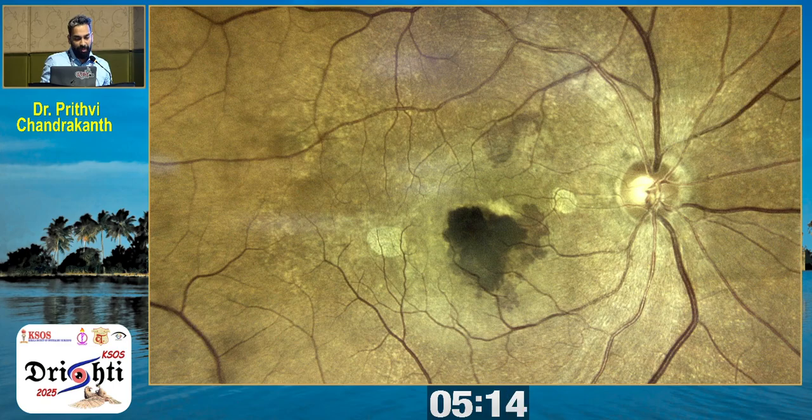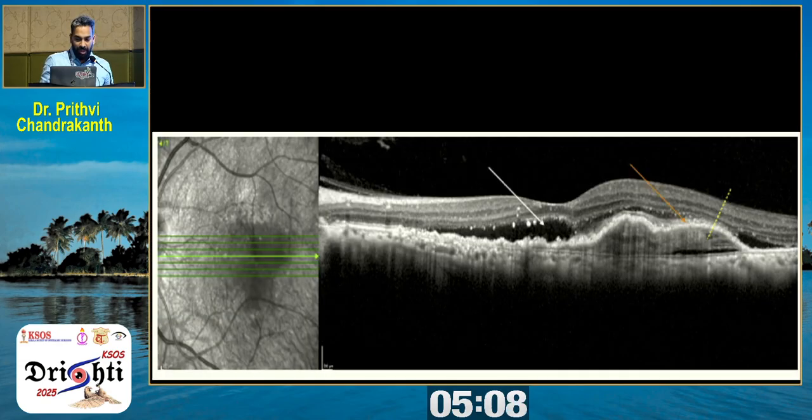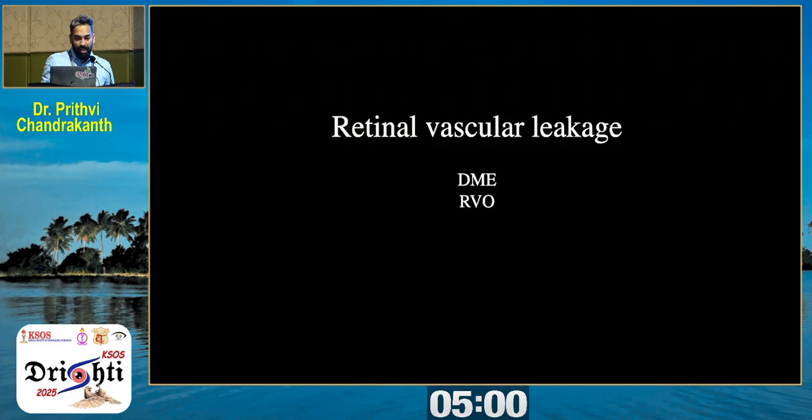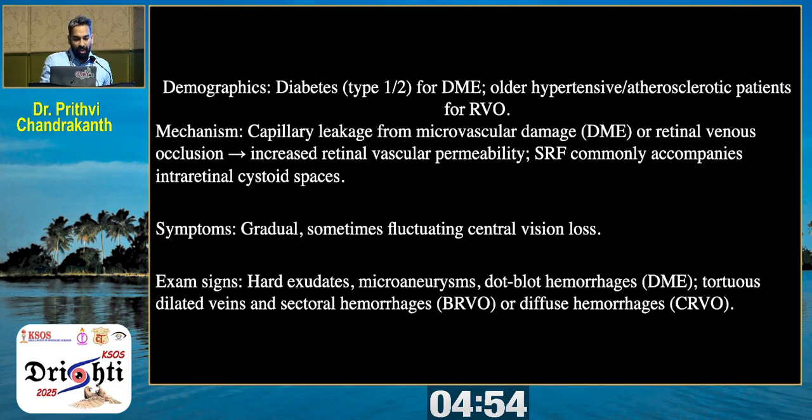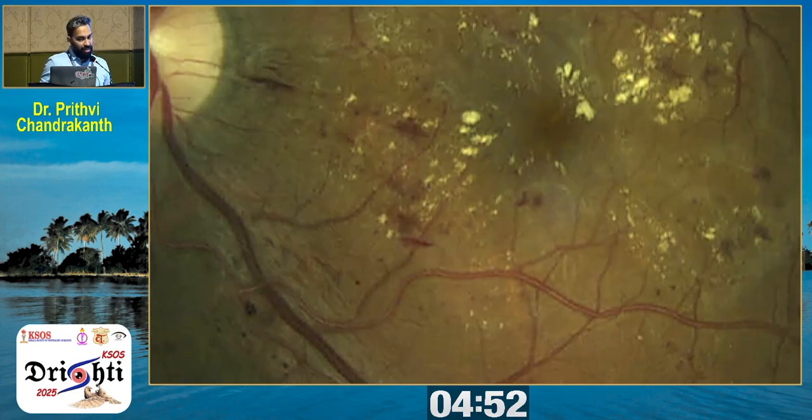So this is an image of CNV. You can see the subretinal hemorrhage over here, and you can see this subretinal fluid along with a small PED with the hemorrhage over here. The next cause is retinal vascular leakage, mostly DME and RVOs. I'll go directly to the image. You can see over here.